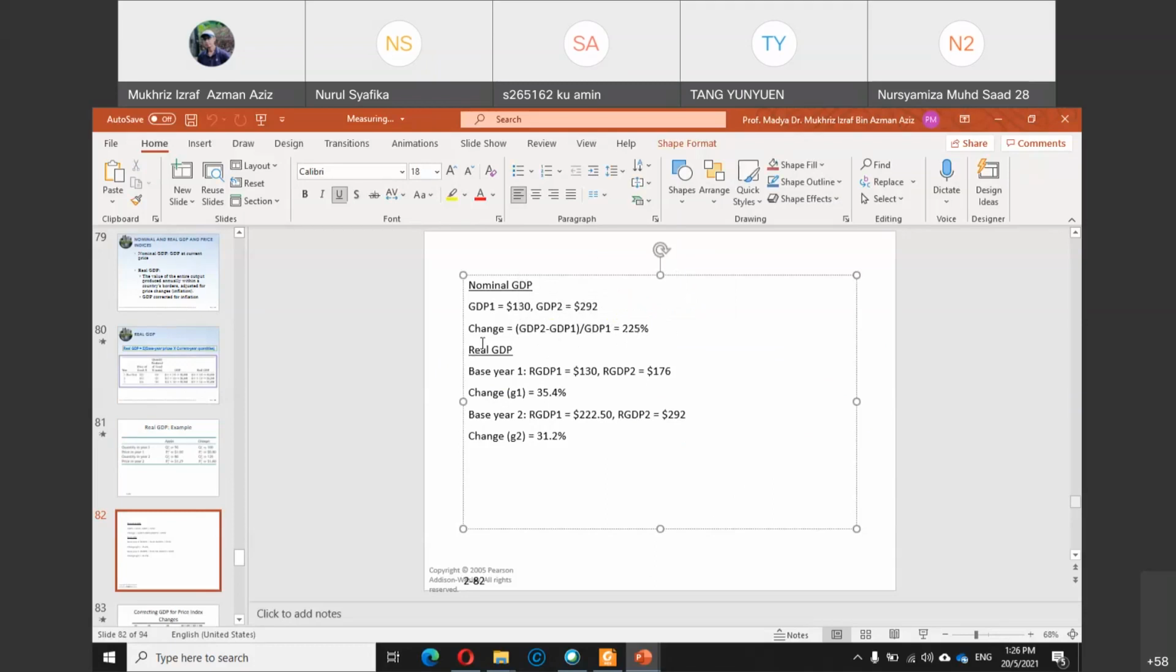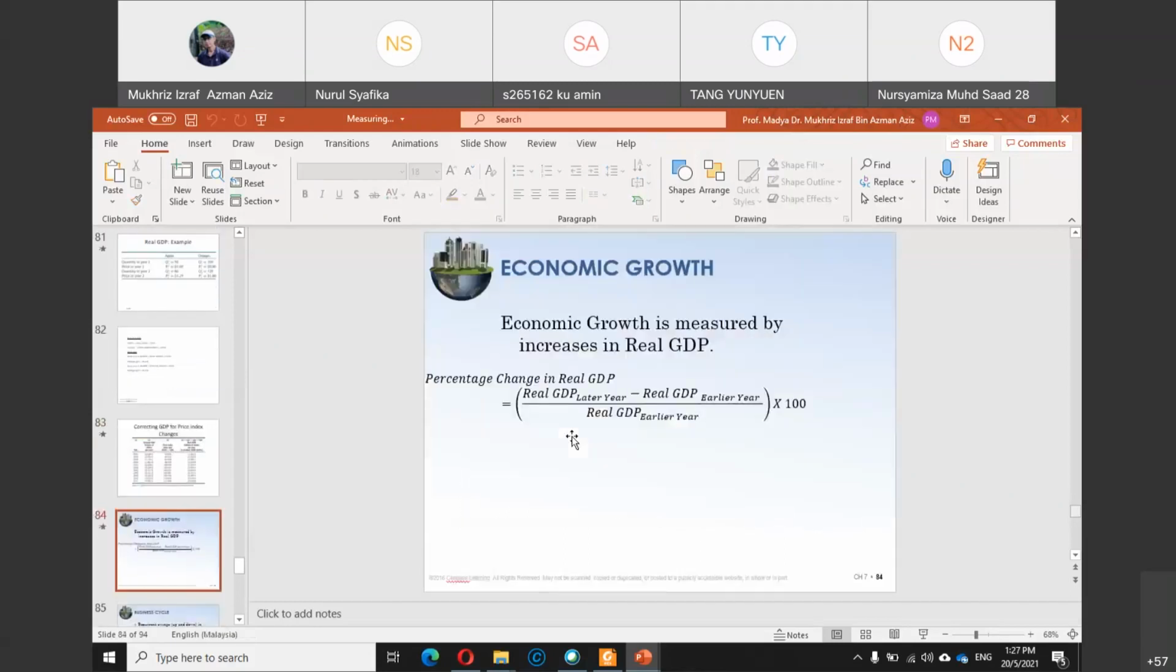But if you calculate in terms of real GDP growth, you can see that real GDP year 1 is 130, real GDP year 2 is 176. So the change will be only 35%. But if the base year is year 2, then you get the change of 31.2%.